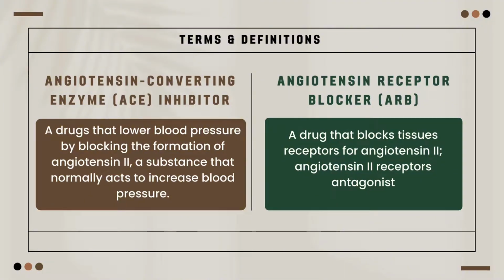Next is the angiotensin receptor blocker. They are the medications that block the angiotensin II by binding to its receptors in various tissue. Primary use. The angiotensin blocker includes the treating patients who have a hypertension and managing certain heart condition.